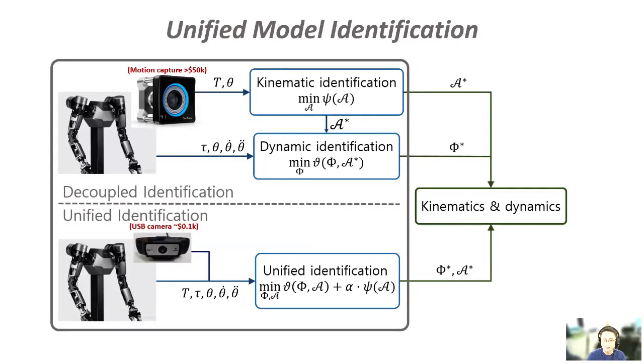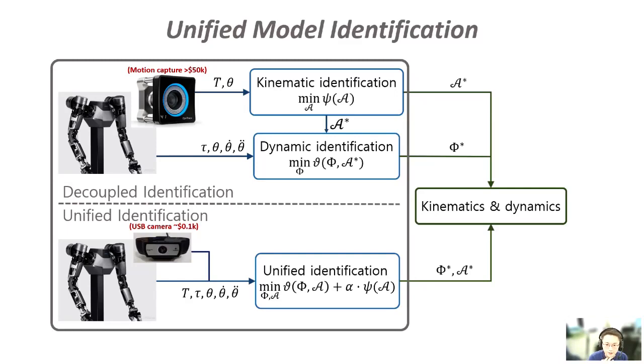To address the model bias problem, we propose a unified identification framework. As seen in this diagram, while the traditional methods are conducting those two identifications sequentially in the decoupled manner, our method simply unifies those two optimization problems into a single problem. In the traditional methods, it is essential to use highly accurate but very expensive vision sensors, or CAD parameters, provided by manufacturers to prevent the kinematic error propagating to the following dynamic identification.